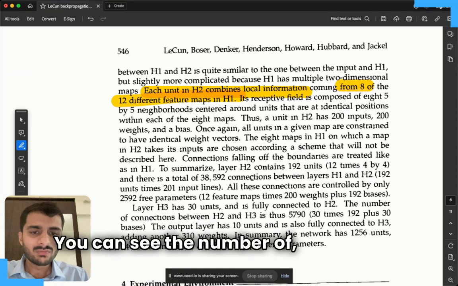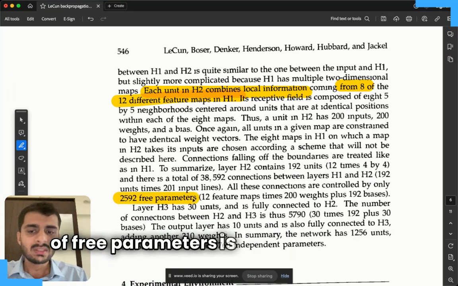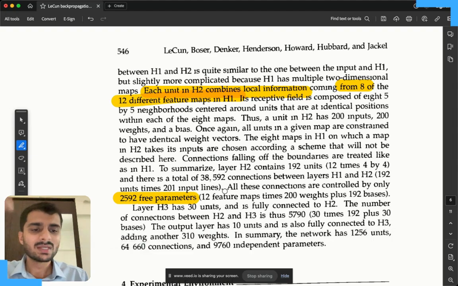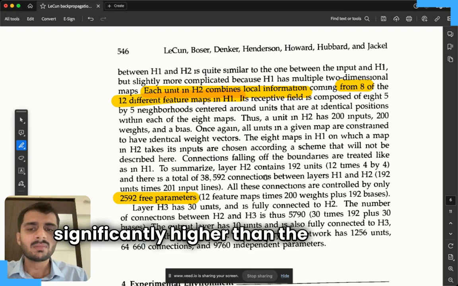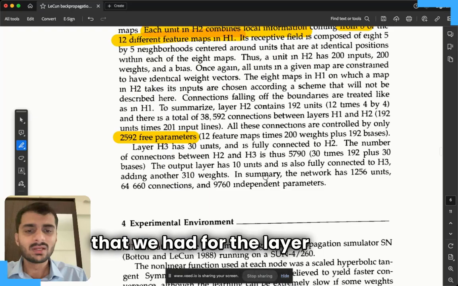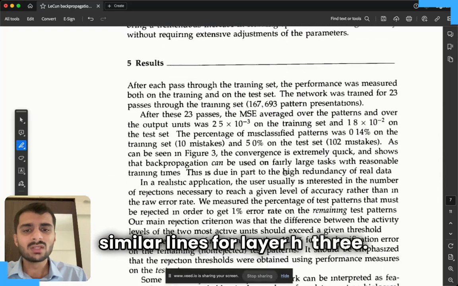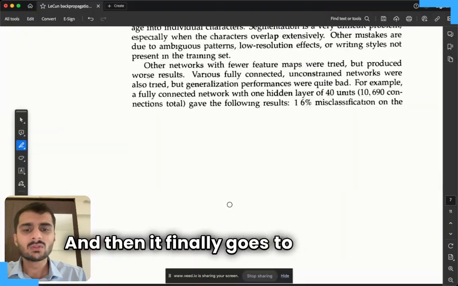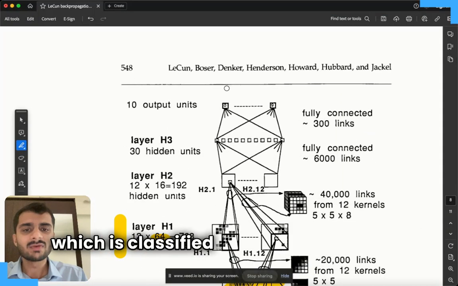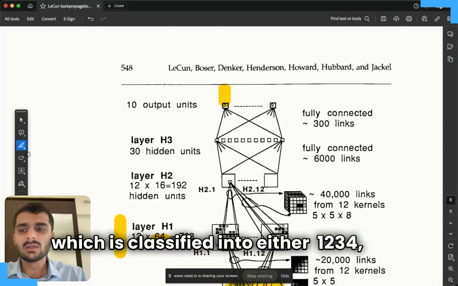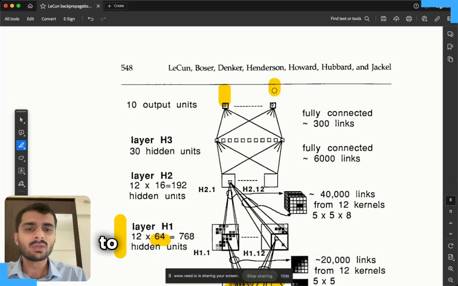You can see the number of free parameters is 2592 here, which is significantly higher than the number of free parameters that we had for the layer H1. And similarly, we can think on similar lines for layer H3, and then it finally goes to the output, which is classified into either 1, 2, 3, 4, up to 9 over here.